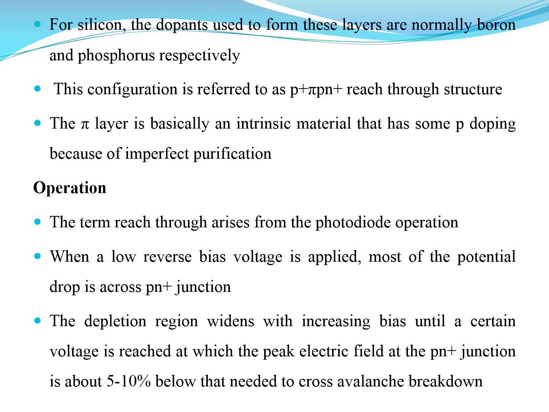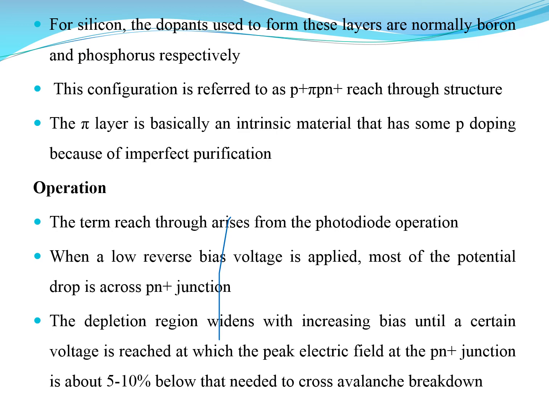For silicon, the dopants used to form these layers are normally boron and phosphorus. This configuration is referred to as the P plus pi P n plus reach-through structure. The pi layer is basically an intrinsic layer that has some p doping because of imperfect purification. That is the pi we are going to observe here.